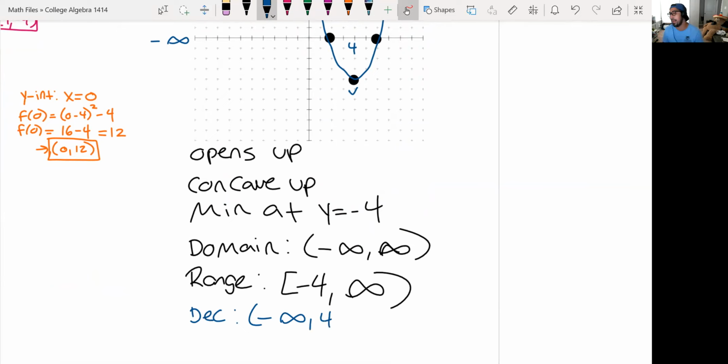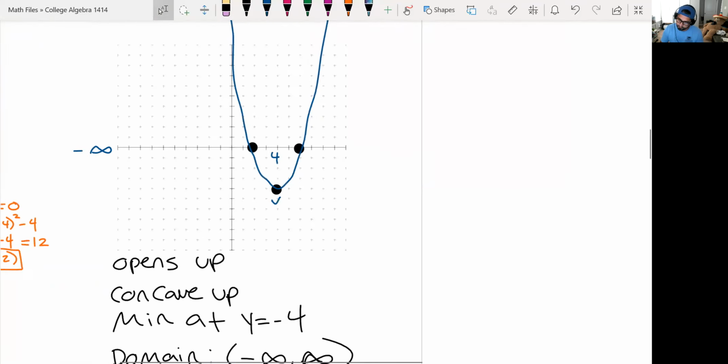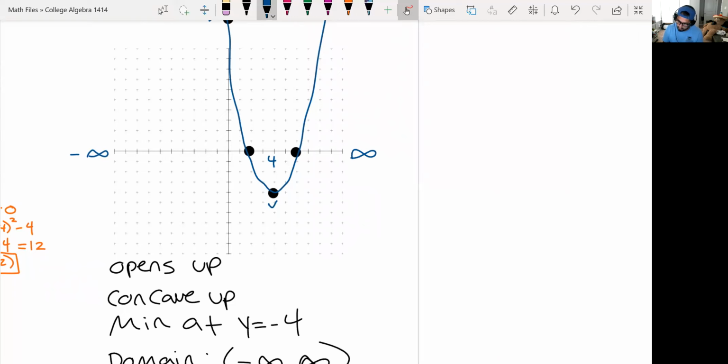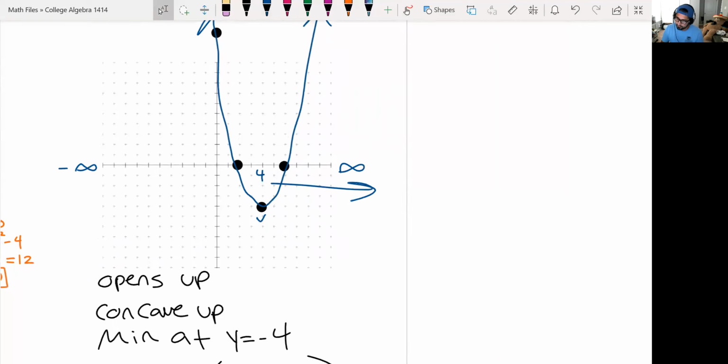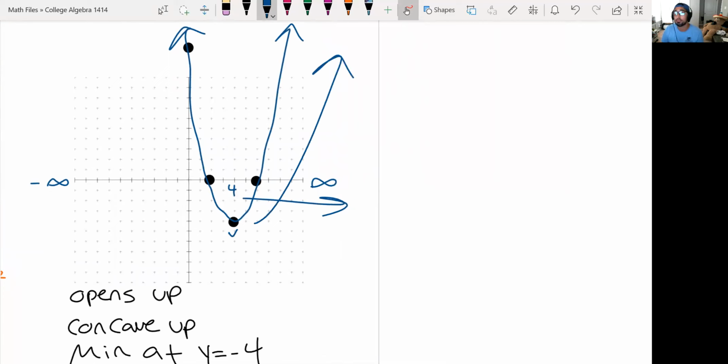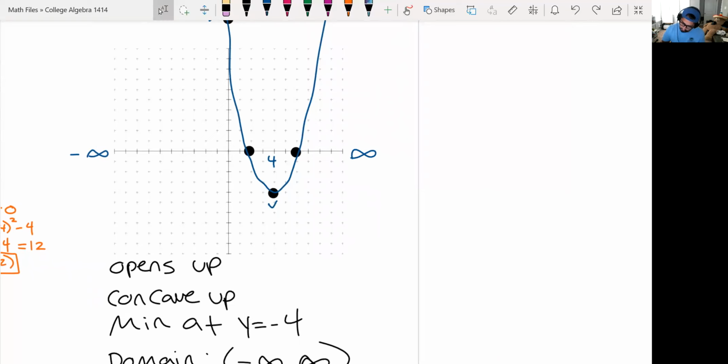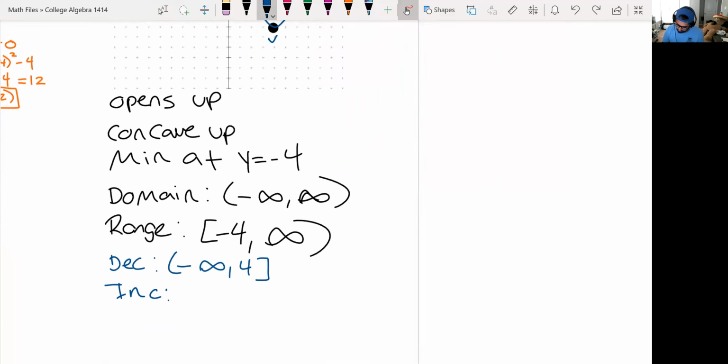And I think my math lab wants brackets, right? And then my increase, look at it again. From 4 to infinity, the graph is now increasing. Should be parentheses on those, but you know, whatever. Okay.